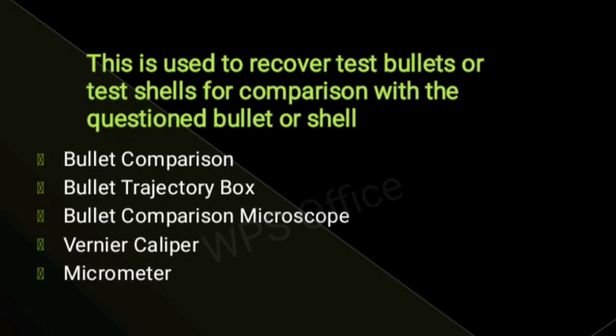This is used to recover test bullets or test shells for comparison with the questioned bullet or shell. Letter A, bullet comparison. Letter B, bullet trajectory box. Letter C, bullet comparison microscope. D, vernier caliper. And E, micrometer. The answer is B, bullet trajectory box.